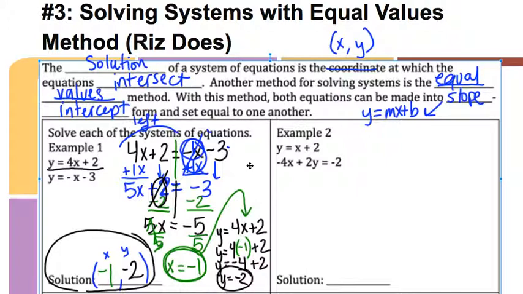So again, you want to set them equal to each other, solve for x, and then substitute in to solve for y. So let's give example 2 a try.